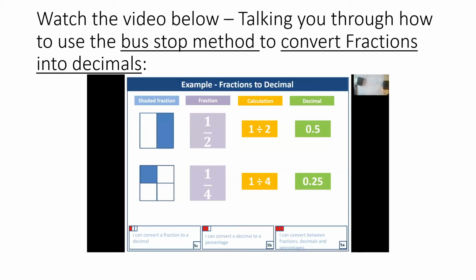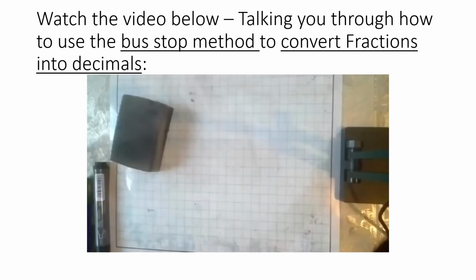Alright, so I'm going to go through 4 examples very quickly. And then that will hopefully explain how you convert fractions into decimals. So all I'm going to go through is the bus stop method on how we divide. So I'll just start off by going through the first one, which is 1 divided by 2.